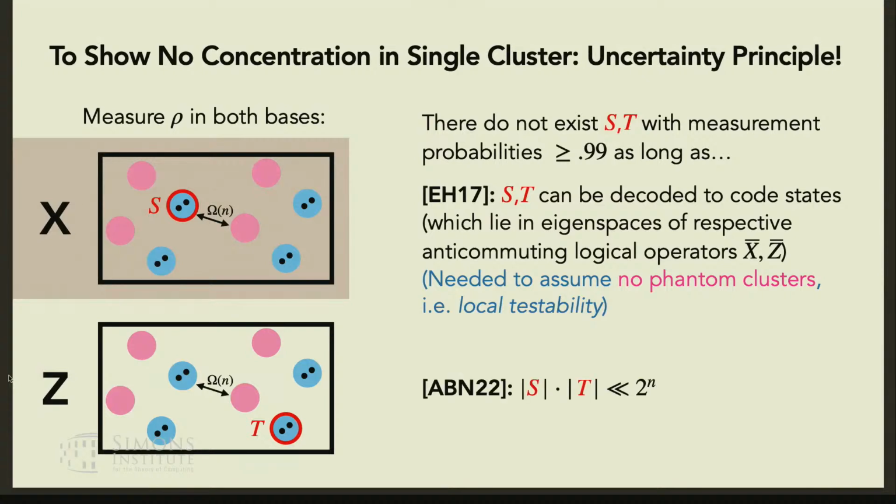Anshu, Breuckmann, and Nirkhe resolved this issue by saying: forget the logical structure of the code, forget decoding, we're just going to look at the size of these clusters. What they argued is that if we have a small set in the x basis and a small set in the z basis, and in particular if the product of the sizes of these sets is much less than 2 to the n, then it's impossible for any state rho to have high probability of landing in S in an x measurement and in T in a z measurement. So they use a completely different uncertainty principle. All they need to do is show these clusters aren't too big, and for that, they assume that the code has linear dimension.